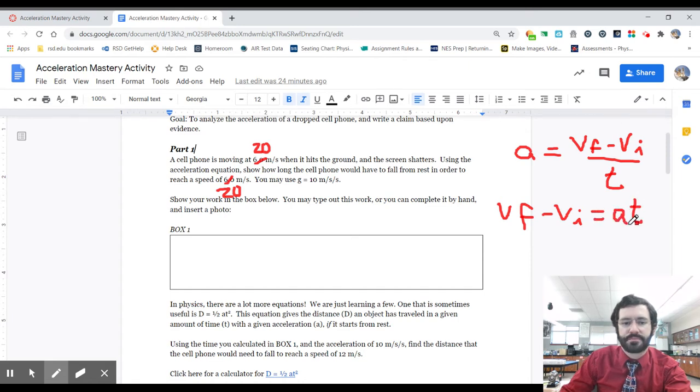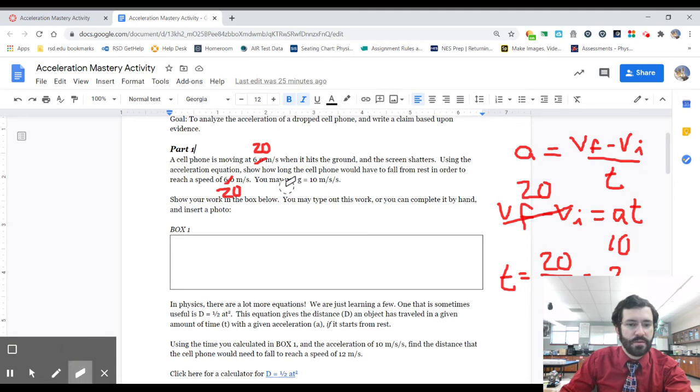Okay. In this case, it's a little bit different. So we know our change in velocity is 20 because we went from 0 to 20. So our final was 20, our initial was 0, and our acceleration is 10. So we're going to have to divide 20 by 10 to get the time. So time equals 20 divided by 10, which makes sense, because every second we can speed up by 10 meters per second per second. If we're all the way up to 20, that means it took us 2 full seconds to do that. So you'd show that work in this box right here.